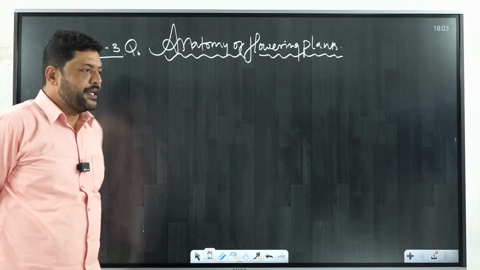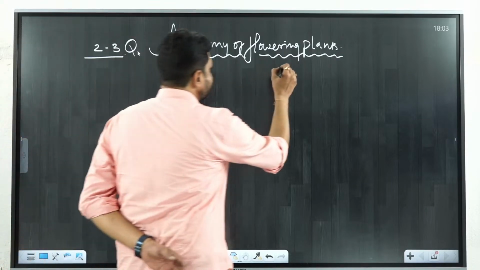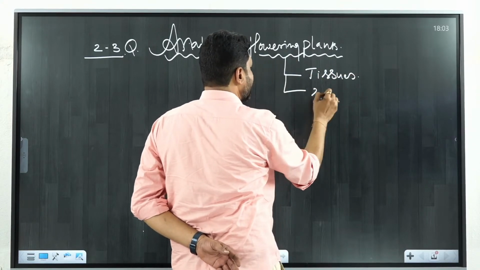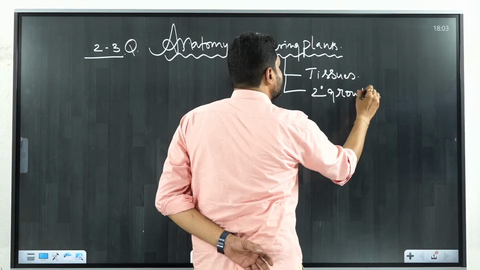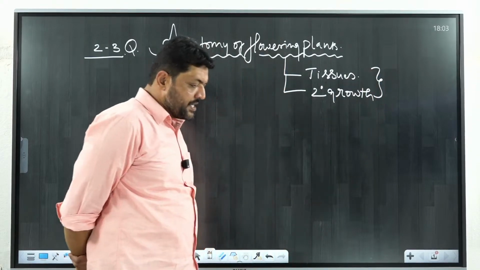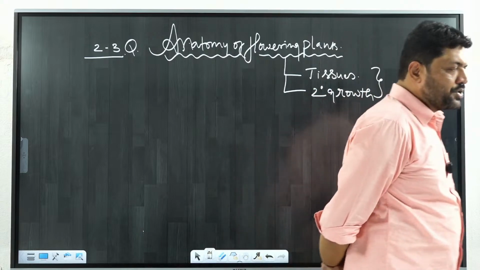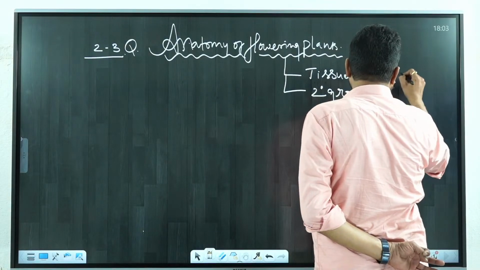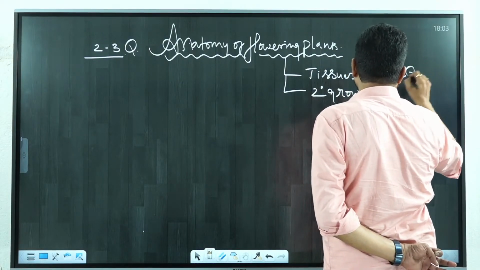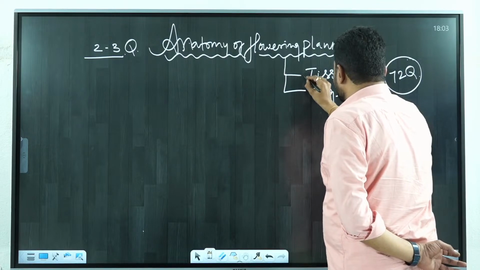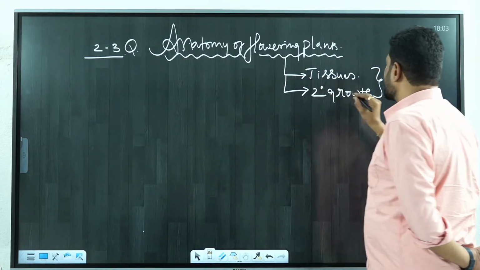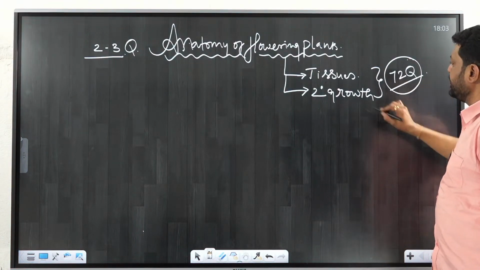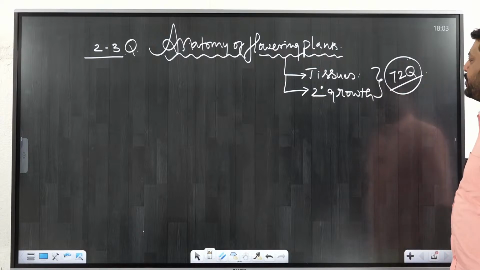One more important thing is that the most important parts of this anatomy are deleted. That is, tissues and secondary growth. If you observe the 36 years of NEET examination papers, at least 1 to 2 questions are there each year. So around 70 to 72 questions are from anatomy, of which the majority have appeared from these two side headings, tissues and growth.